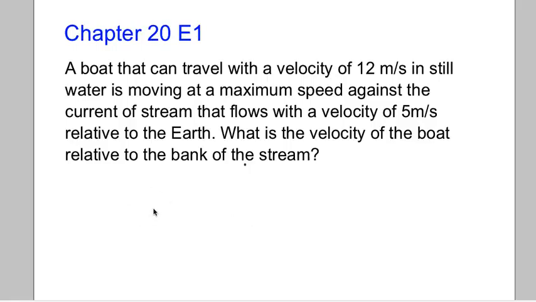Okay, let's do some relative velocity problems here. A boat that can travel with a velocity of 12 meters per second in still water is moving at a maximum speed against the current of a stream that flows with a velocity of 5 meters per second relative to the earth. What is the velocity of the boat relative to the bank of the stream?